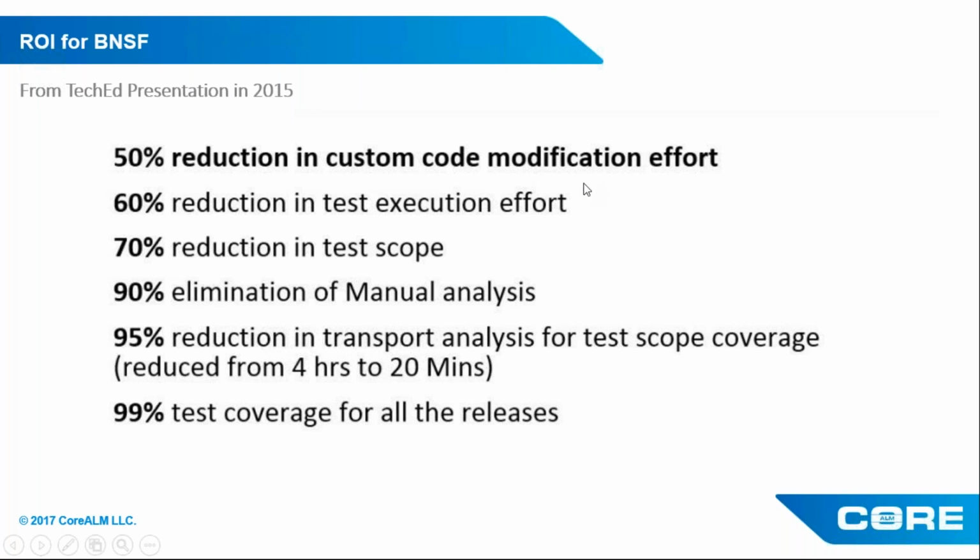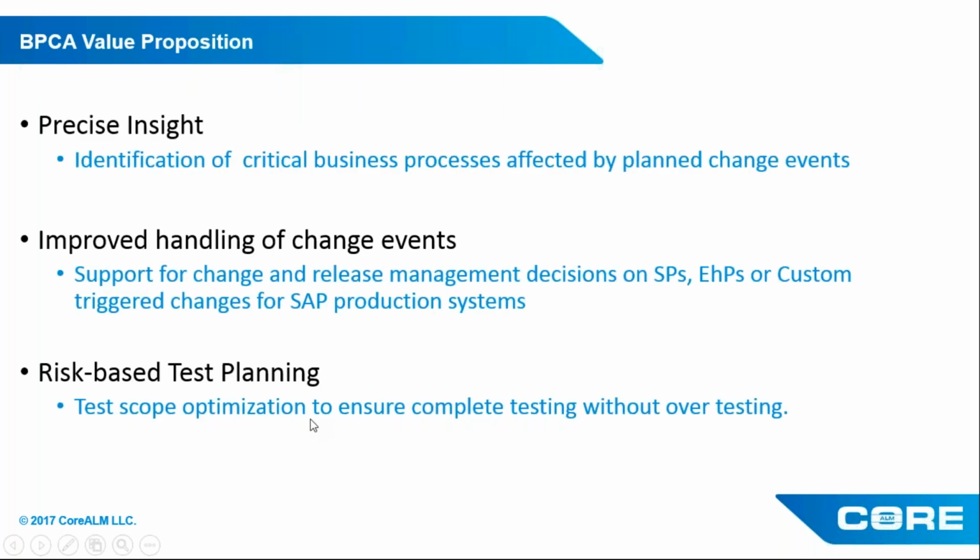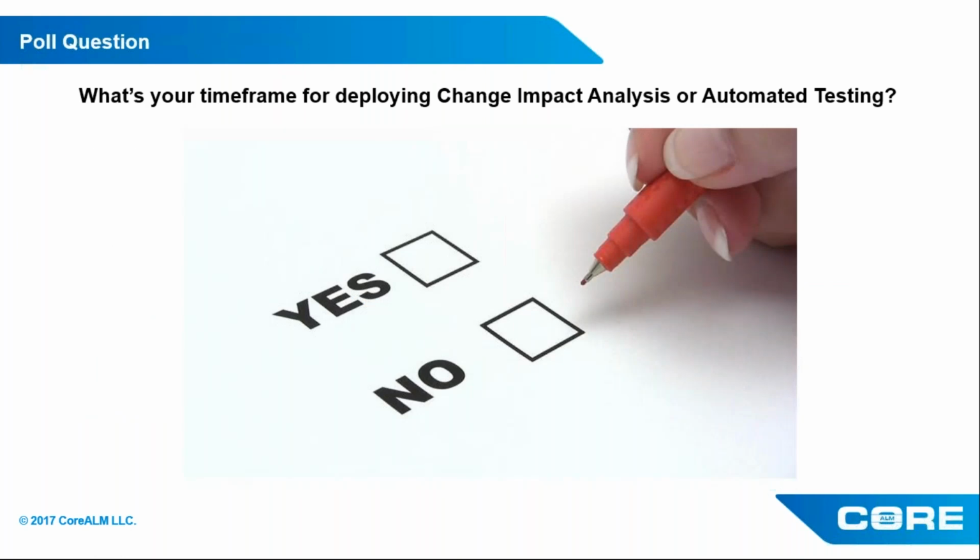BNSF had a 50% reduction in custom code modifications, 60% reduction in test execution effort, 70% reduction in test scope, 90% elimination of manual analysis. So that's a big part of the planning. 95% reduction in transport analysis for test scope coverage, and 99% test coverage for all releases. So the value proposition identifies business processes that are affected by changes, and then improves the change handling of the change events, and then test scope optimization provides risk-based planning.